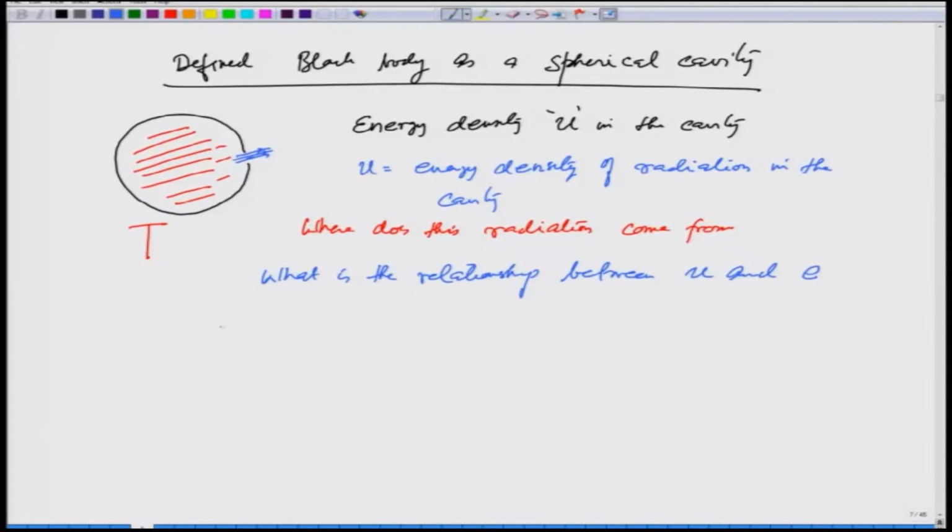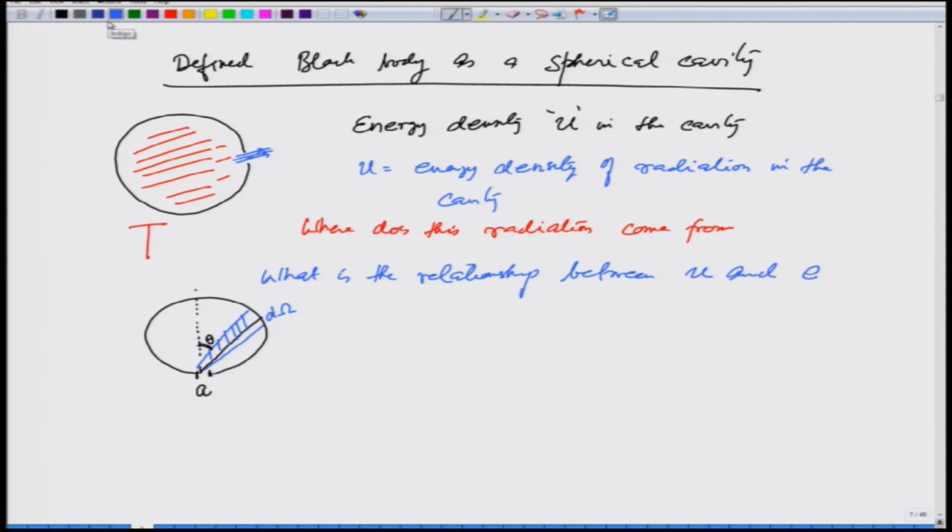For this, I will take this cavity, and this hole has the area A, and consider how much radiation comes out. Let me look at an angle theta from the perpendicular to the area, into solid angle d omega, and see how much radiation I collect. Let me build it up slowly.